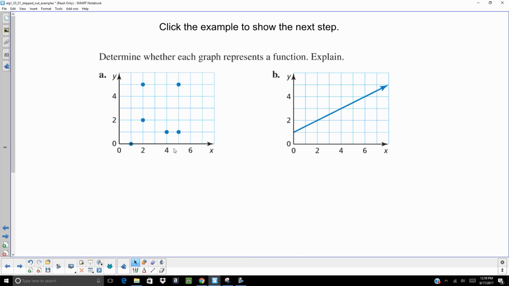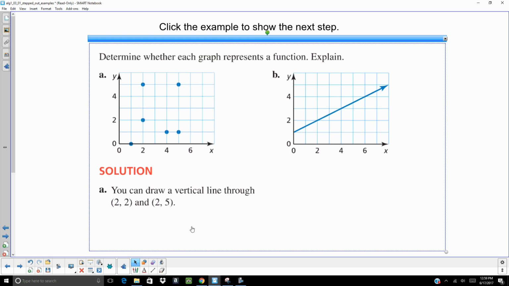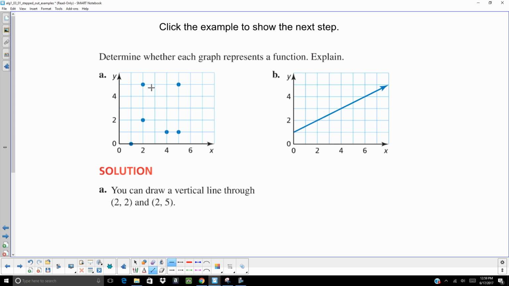So here, I'm going to determine whether that's a function or not. I can draw a vertical line going through 2 points right there. So that would not be a function. And I also noticed right here, I'd be going through 2 points as well. So that's not going to be a function.